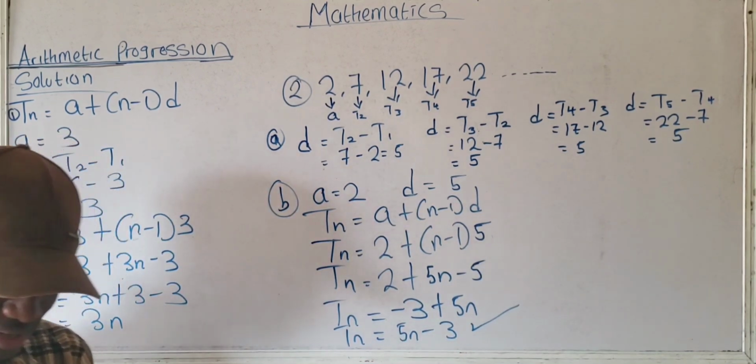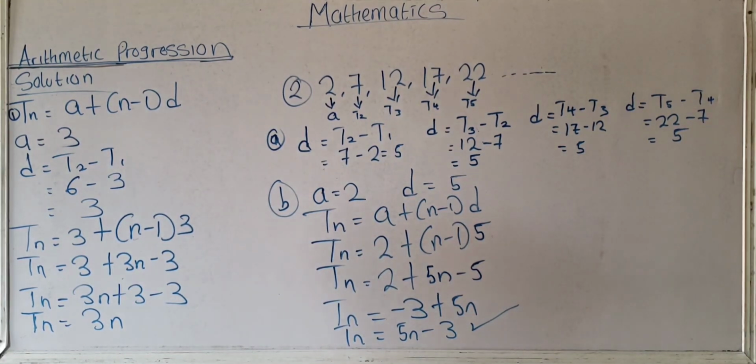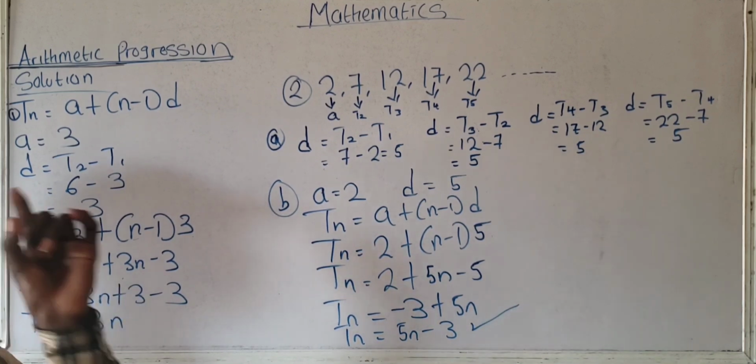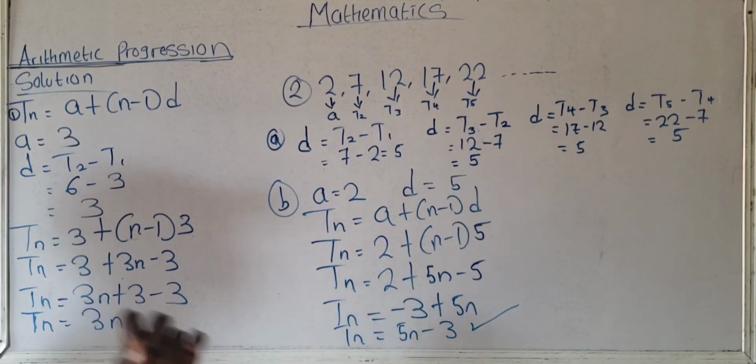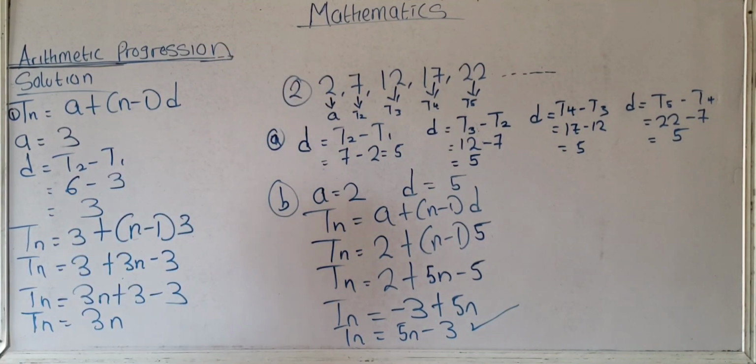So anytime you are asked to find the nth term of an arithmetic sequence, the first step is to find the value of your a, get the value of your d, then remember the general formula for the nth term of an arithmetic sequence, then substitute the values of a and d into that formula. By so doing, you are going to get the nth term of that specific arithmetic sequence. So that is the solution to that question.